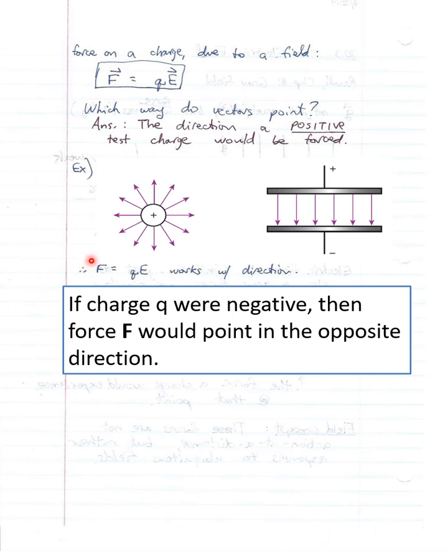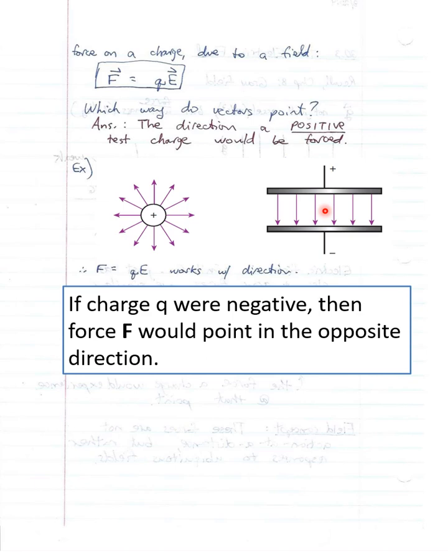So those vectors point in the direction always radially away from that positive charge. Now we come over here on the right, to these oppositely charged parallel plates. We have a positive charge built up on the top plate and a negative charge on the bottom plate, and they cause an electric field, a parallel uniform electric field in the middle.